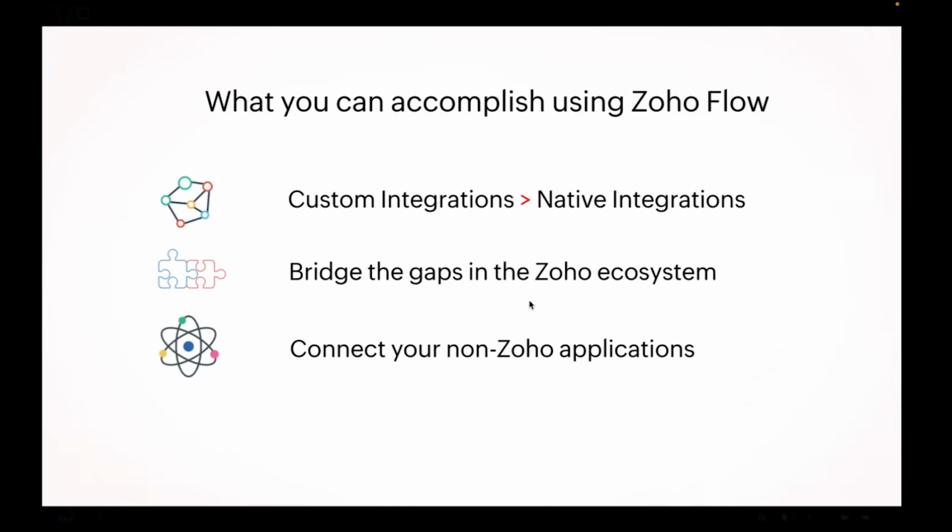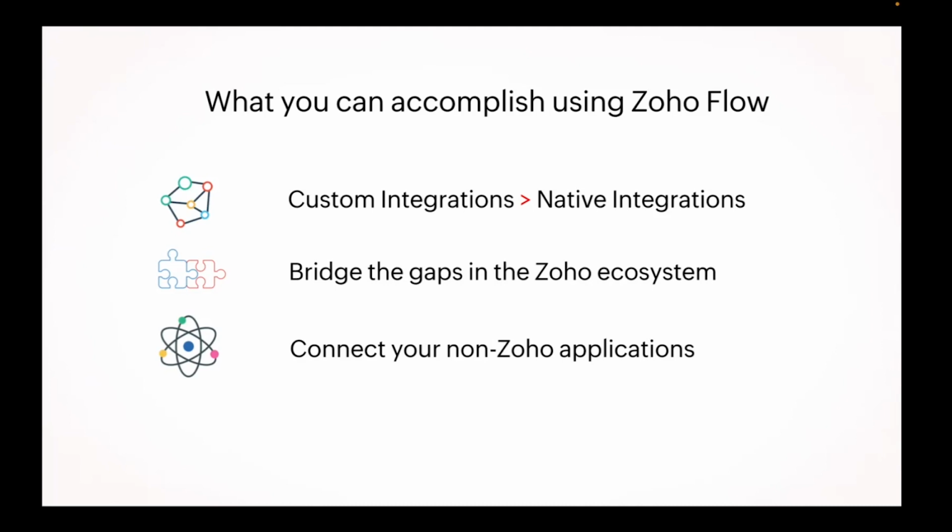Now, a quick recap about Zoho Flow and the kind of problems you can solve using Zoho Flow. So, custom integrations as opposed to native integrations. What do I mean by that? I'll give you an example. Let's say you want to get data from Shopify to Zoho Inventory. How do we do that? It turns out that we don't have to do much because Zoho Inventory already supports a native integration with Shopify. So all we have to do is turn on that integration and we're good to go.